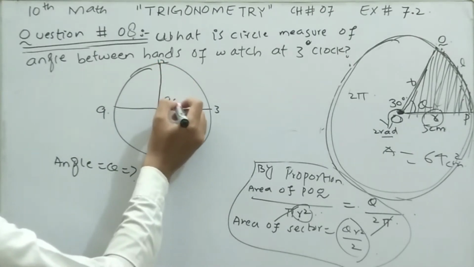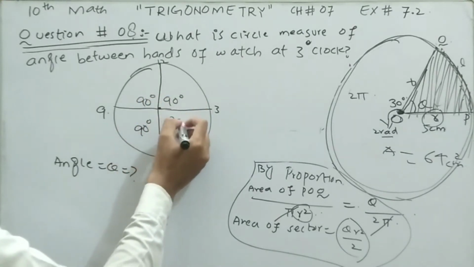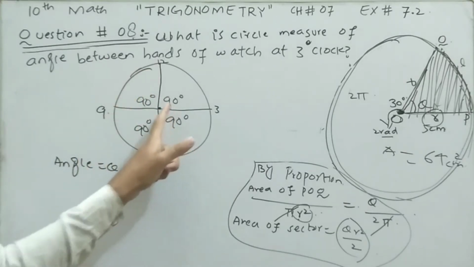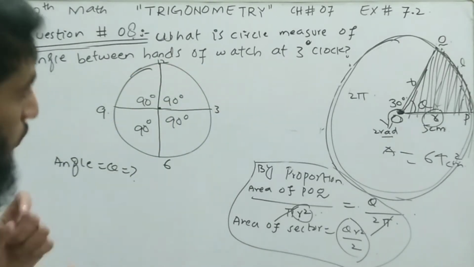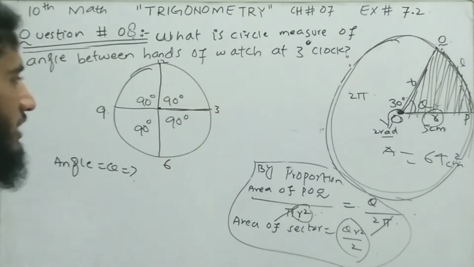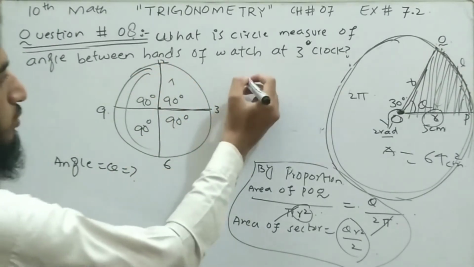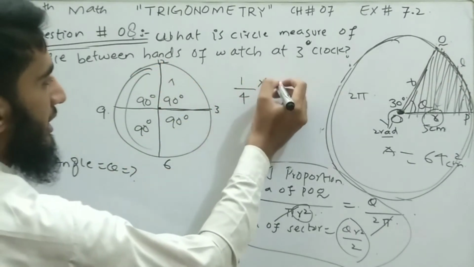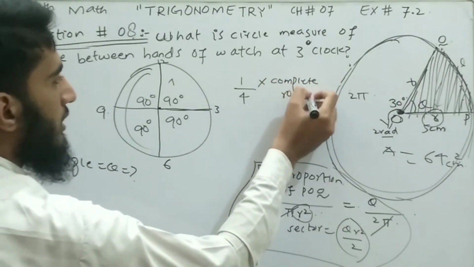So this is equal to 90 degree, and this is 90 degree, this is 90 degree and this is 90 degree. If we add all these 90 degrees, it will give us 360, which is actually one revolution. So what will be the angle at this 3 o'clock? This is actually 1/4 of the complete rotation. So we will actually find the angle easily.